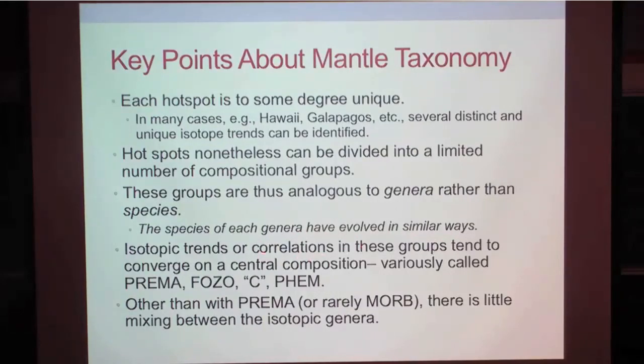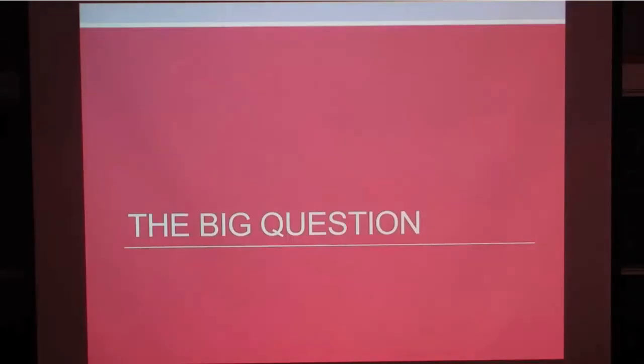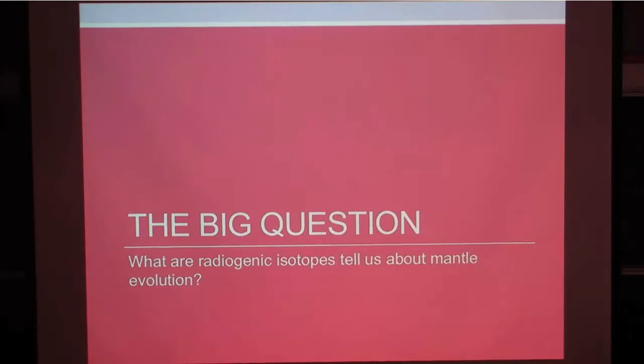Again, they tend to converge on a central point, which is, I'm using Zindler and Hart's original term here, PREMA, although they weren't thinking about the convergence issue, but the prevalent mantle idea. Subsequently, various people have rediscovered this phenomenon and called it FOZO, C, FEM. Since this was the first one, I'm going to stick with PREMA, but if you've heard these other terms, I think they're synonymous. And other than with PREMA, rarely MORB, there is very little mixing or crossbreeding, if you will, between these isotopic genera. And the big question is, what are the radiogenic isotopes telling us about mantle evolution?